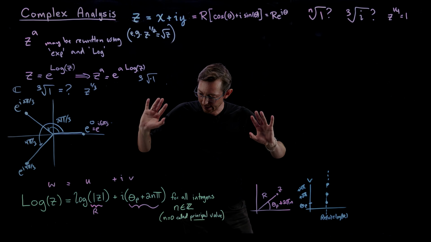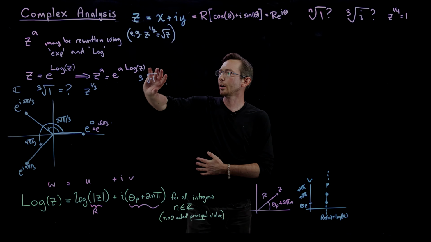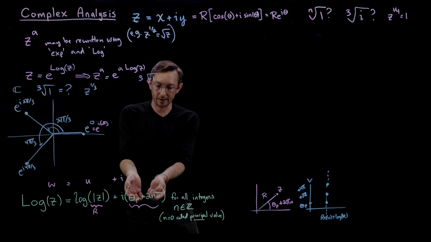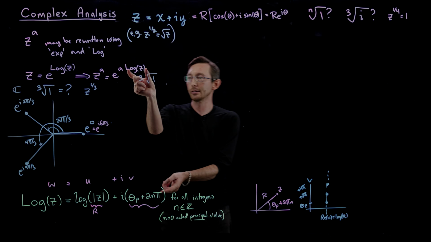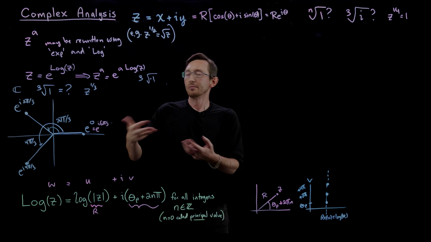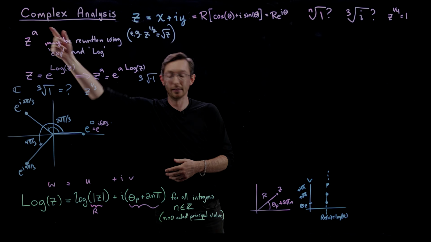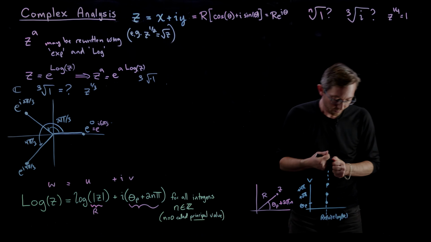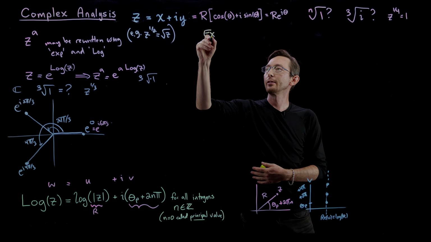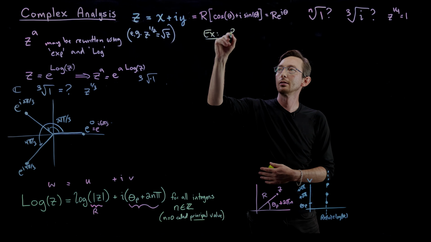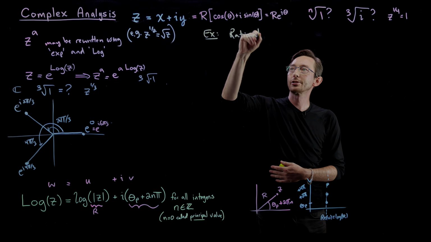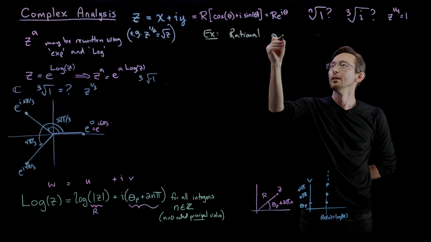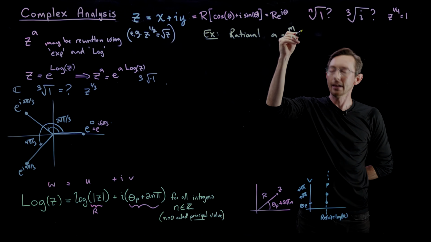So the idea here is we're going to use this expression, and then we're going to show that out of all of these infinitely many values of log, only some of them are unique when I'm taking z to the power a. Okay, maybe I'll use yellow here. So as a general example, let's take a rational a. And by a rational a, I literally mean it's the ratio of two integers. So this equals m over n.